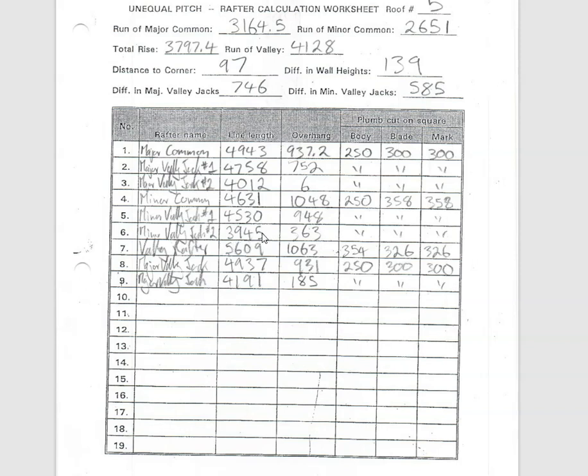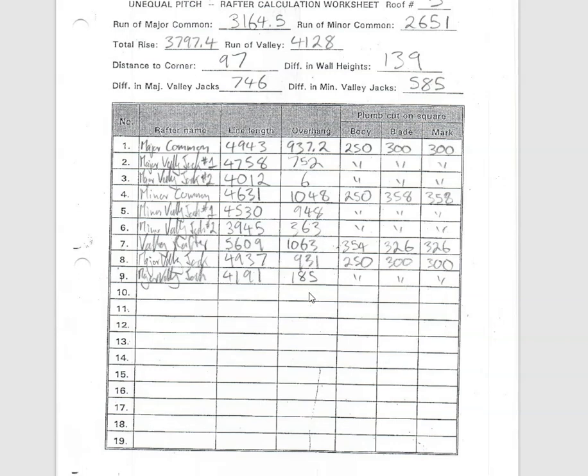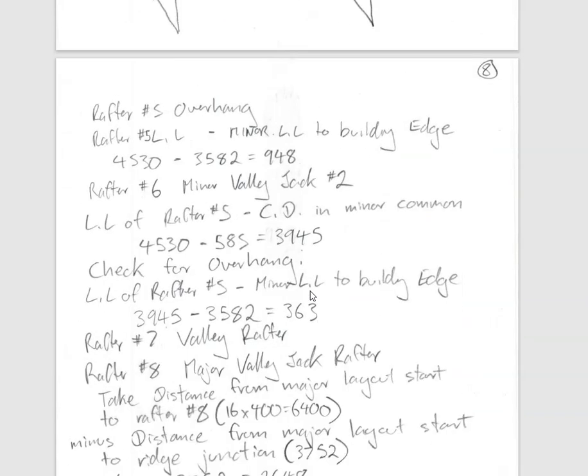And then again, we'll take that distance from the edge of the building, the distance of the minor valley to the edge of the building, subtract that from here, and we get 363. Let's have a look. There's your total length there. Checking for the overhang now. We're going to take line length of that rafter minus the line length of the minor building to the building edge. Sorry. 3945 minus 3582, and there's your overhang length right there.